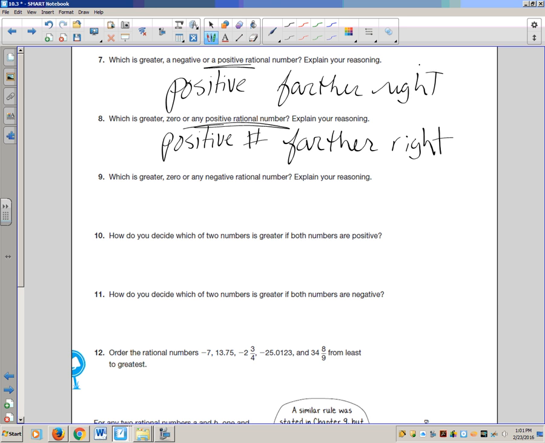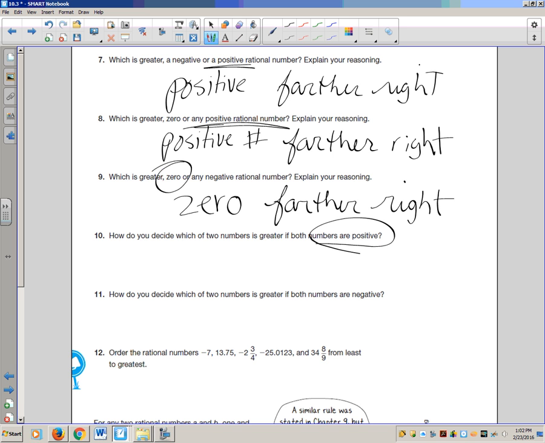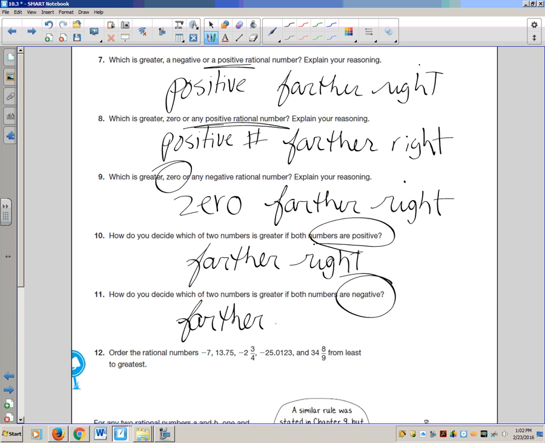Which is greater, 0 or any negative number? 0, because it is farther right. How do you decide which of two numbers is greater if both are positive? Yes, you've guessed it. Farther right. How do you decide which of the two numbers is greater if both numbers are negative? Think about it. Farther right.